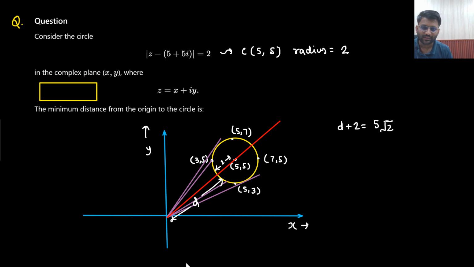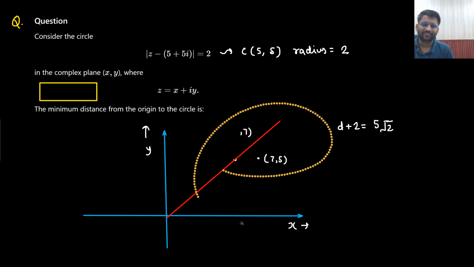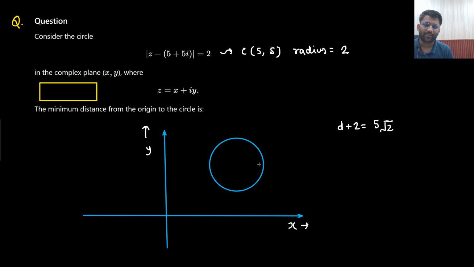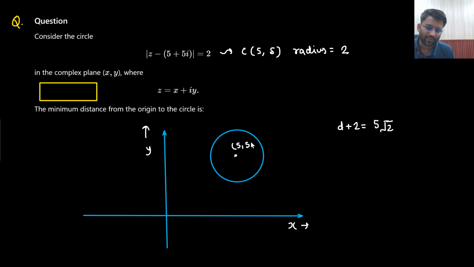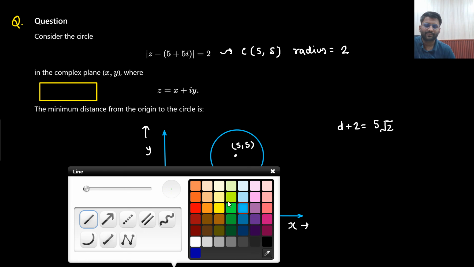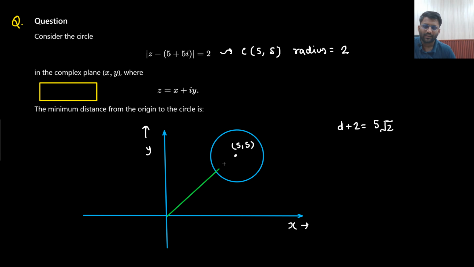Let's remove all these and make the diagram a bit clearer. This was your circle, and the center was 5,5. You are supposed to find this distance D. What is this distance? This distance is 2.